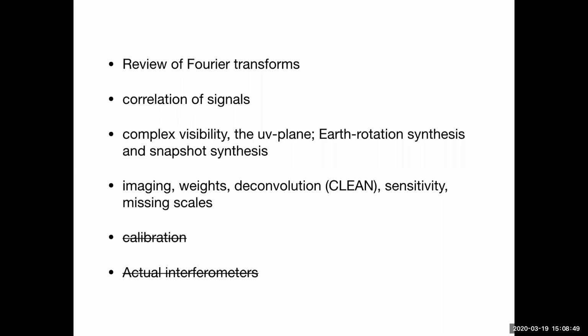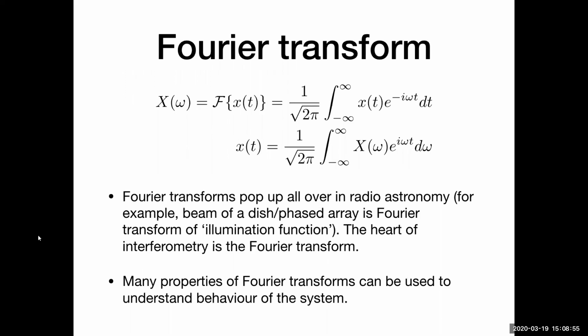So let's launch into it then, starting with Fourier transforms. This is just a quick review of the standard formulation of the Fourier transform. You have some function x of t, you pass it through this integral. You should be able to see my mouse, is that true? Yep, you can. Okay, great, thanks.